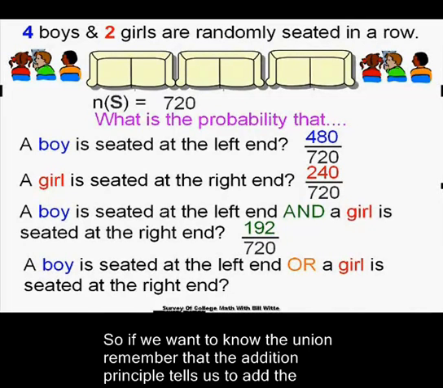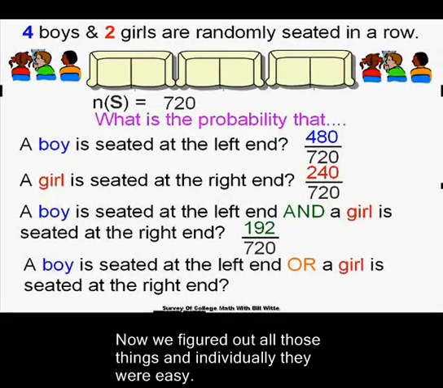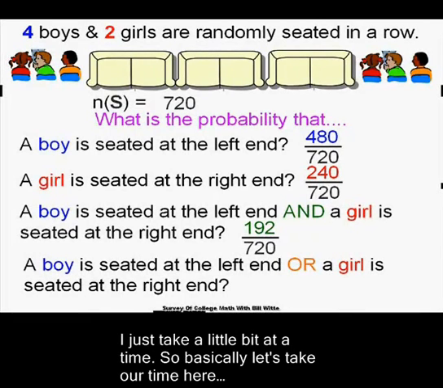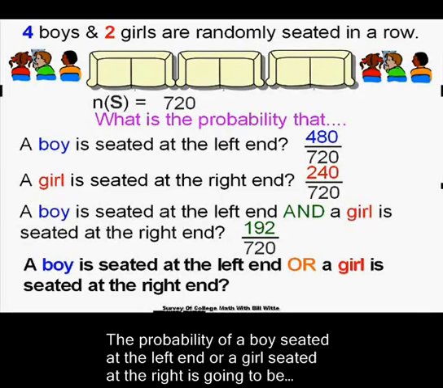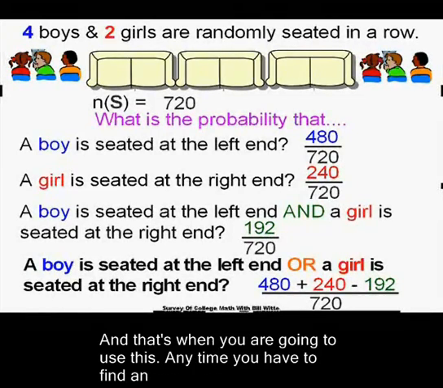So if we want to do the OR, remember an OR is like a union, we're going to do A plus B minus the intersection of A and B. Well, we figured out all those things individually. They were easy. Take a little bit at a time. So basically, let's take our time here, and a boy seated at the left end or a girl seated at the right end is going to be A plus B minus the intersection over 720. And that's when you're going to use this.